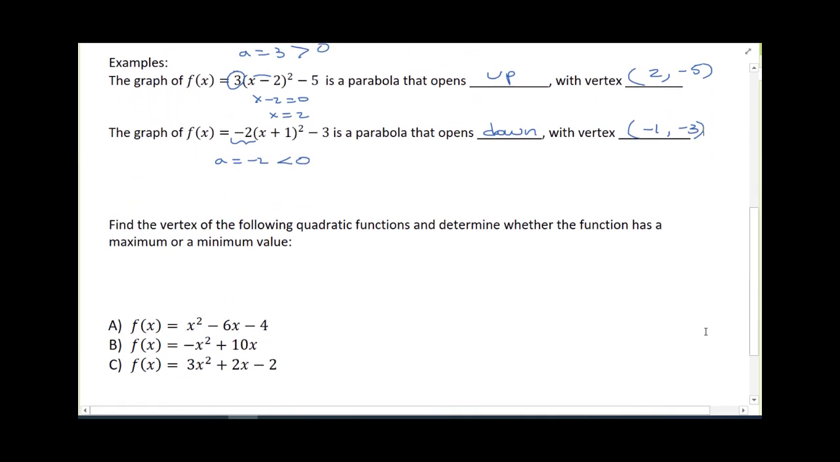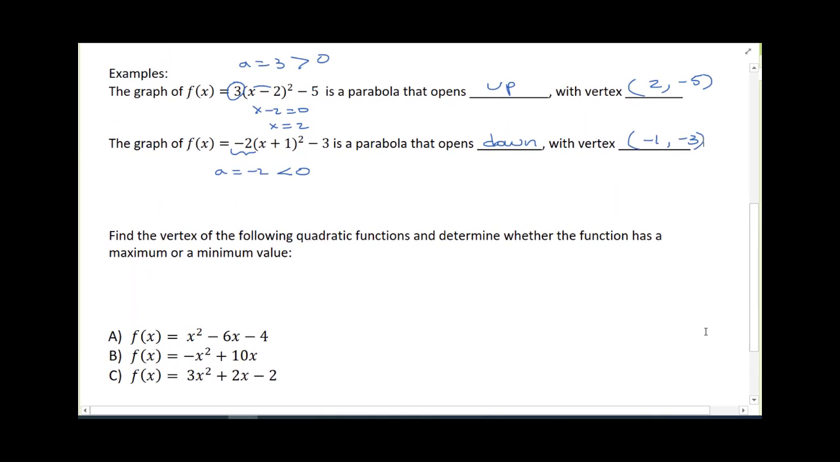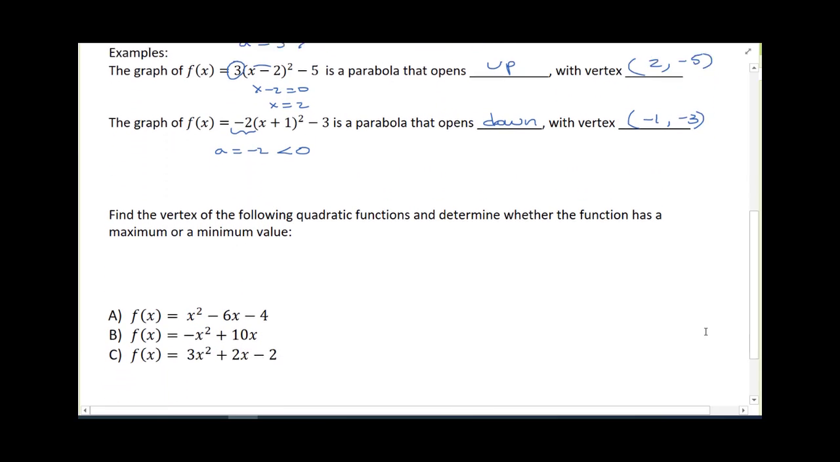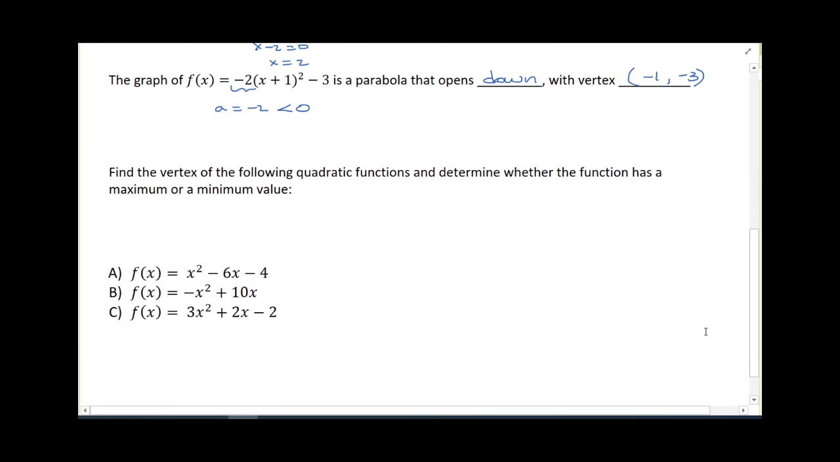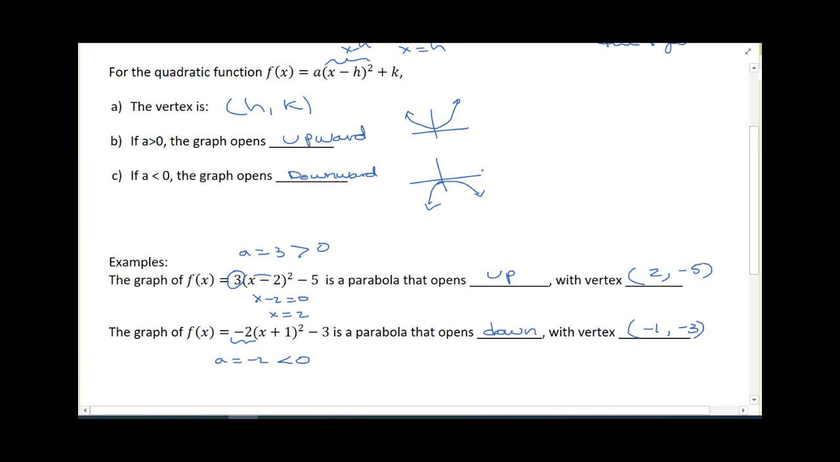So let's try a few examples here. Find the vertex of the following quadratic functions and determine whether the function has a maximum or a minimum value. And just in class, we talked about a maximum or a minimum occurs at the vertex. In this case, you have a parabola that opens up. So looking here at my happy face, notice that this is going to have a minimum value. Whereas when a parabola opens downward, you're going to have a maximum value. So that's what we're looking at, and it's going to occur at the vertex.